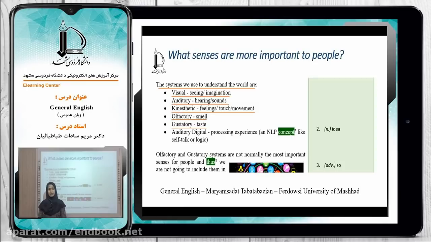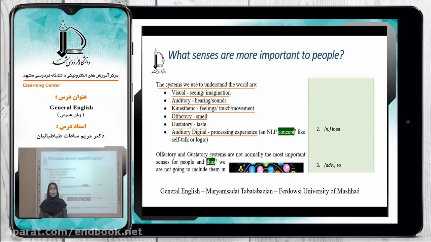There is one more here. It is auditory digital, using logic. What is logic? Logic is thinking carefully about everything. For example, before you came to university, you used your logic to choose your major. How? You talked to different people, you thought of your future job, and then you chose your major. Logic, logic, guys.